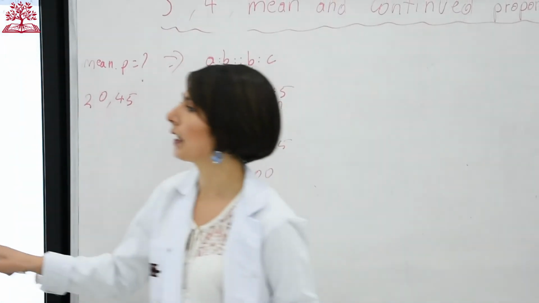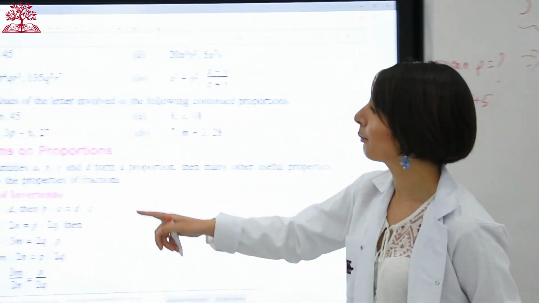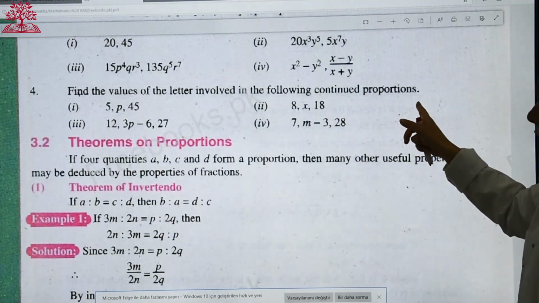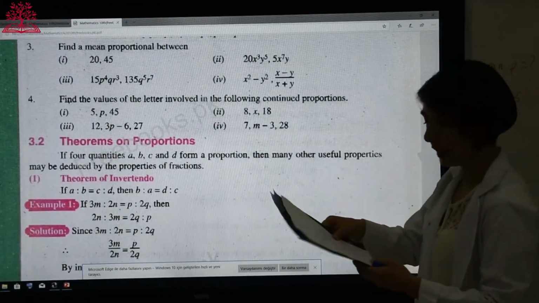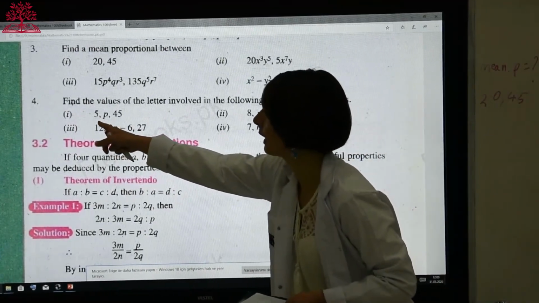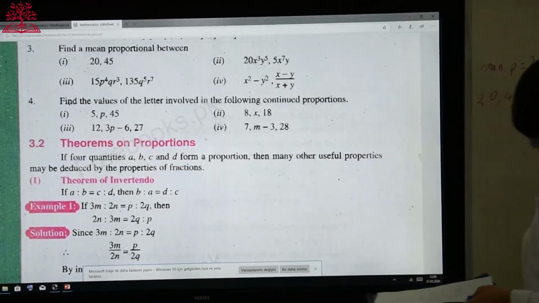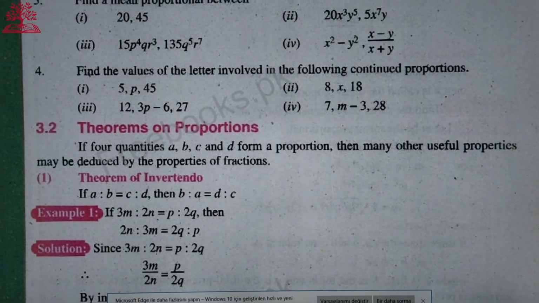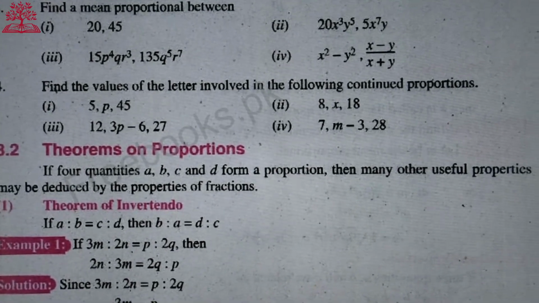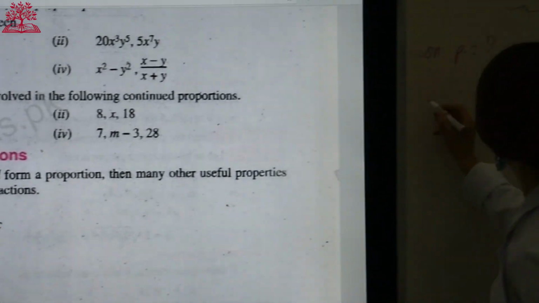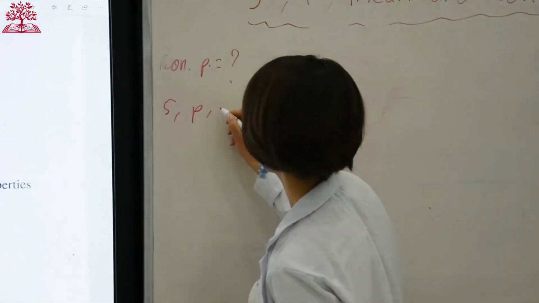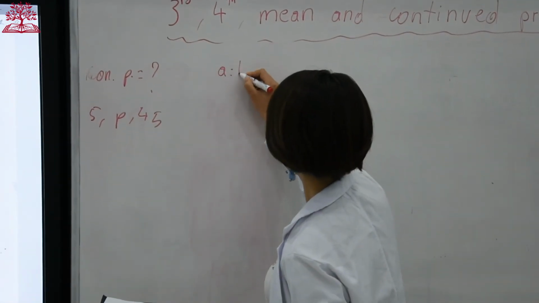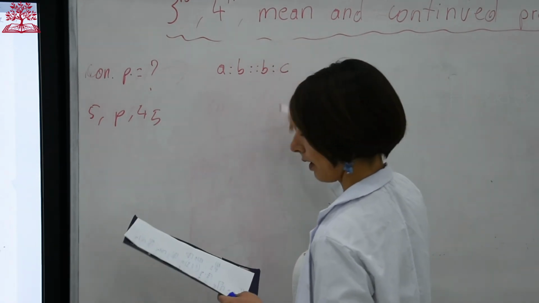One more exercise, the last one. Exercise number 4. Find the values of the letter involved in the following continued proportions. So be careful, it's continued proportion. And I'm going to solve the exercise number 1 here, 5, P and 45. In this case, I have a continued proportion. I know that the form in this case is A to B equals B to C.